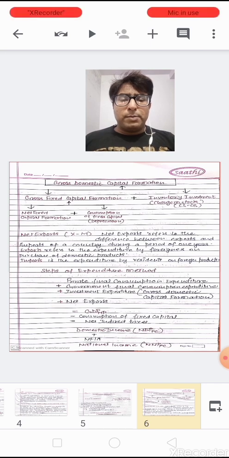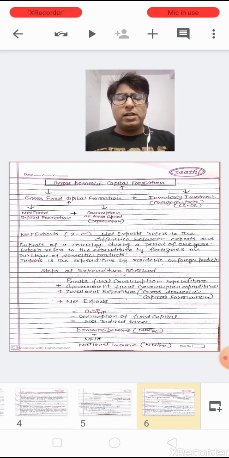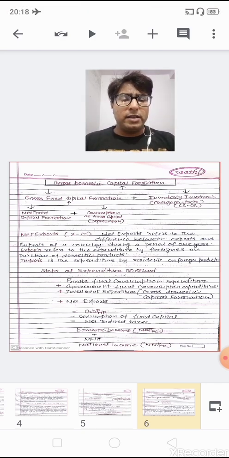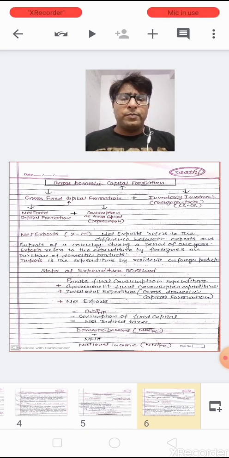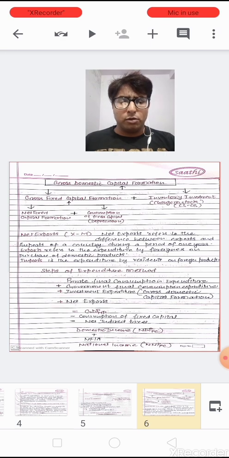Exports refers to expenditure by foreigners on purchase of domestic products, whereas imports are the expenditure by the residents on foreign products. Like if we are exporting goods which are bought by the foreigners, then it is known as exports. And if we are buying any product from any foreign country, then it is known as imports.